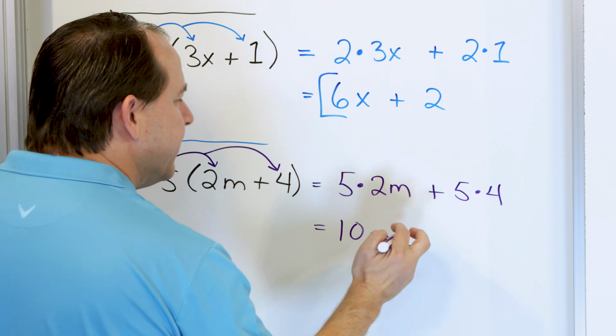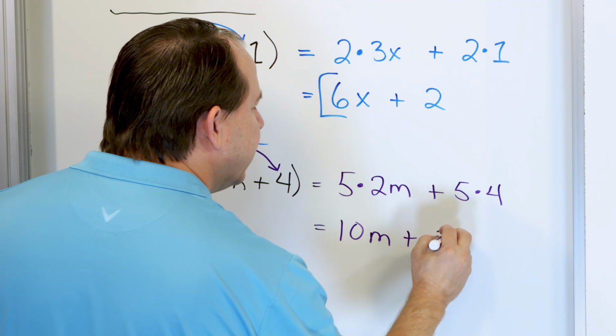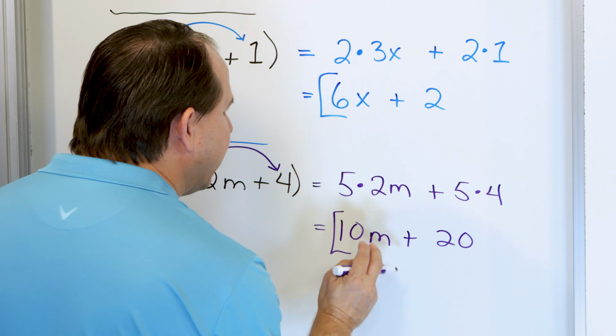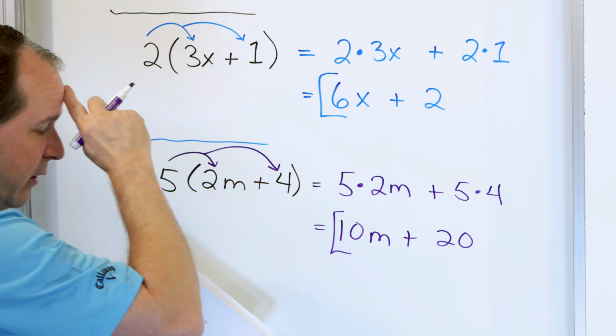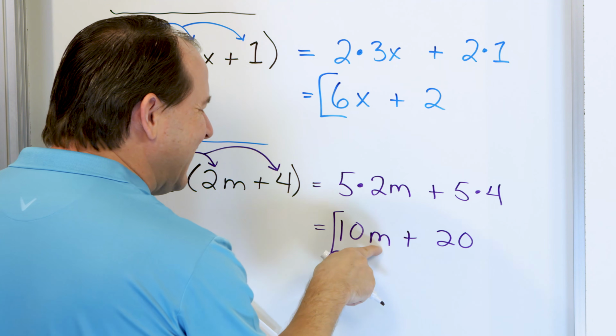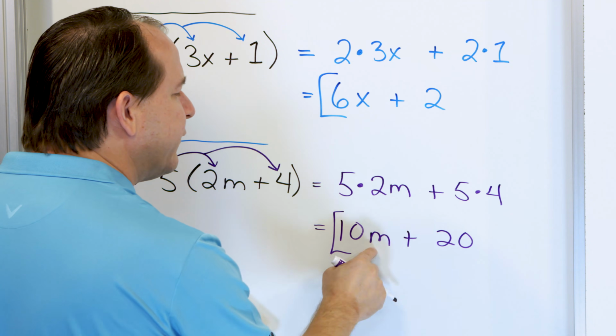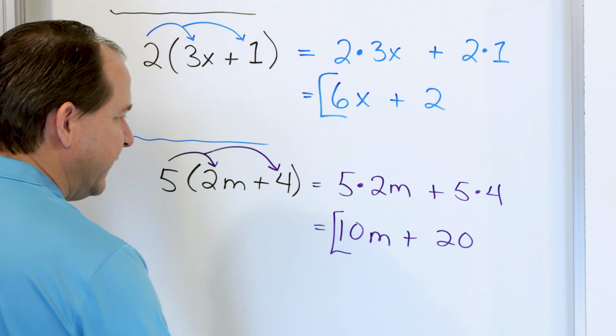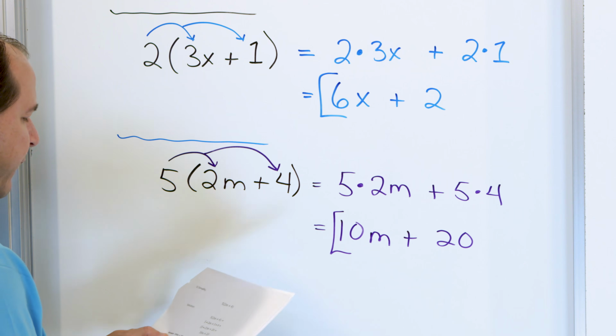So it has to be 10m. And then this, 5 times 4, is 20. So it's 10m plus 20, and this is the final answer. I cannot combine this any further because this is a term with m, and this is a term that has no variable, so they're not like terms. I can't add them. So in many cases, you won't be able to get it down into one answer. This is just as far as you can go.